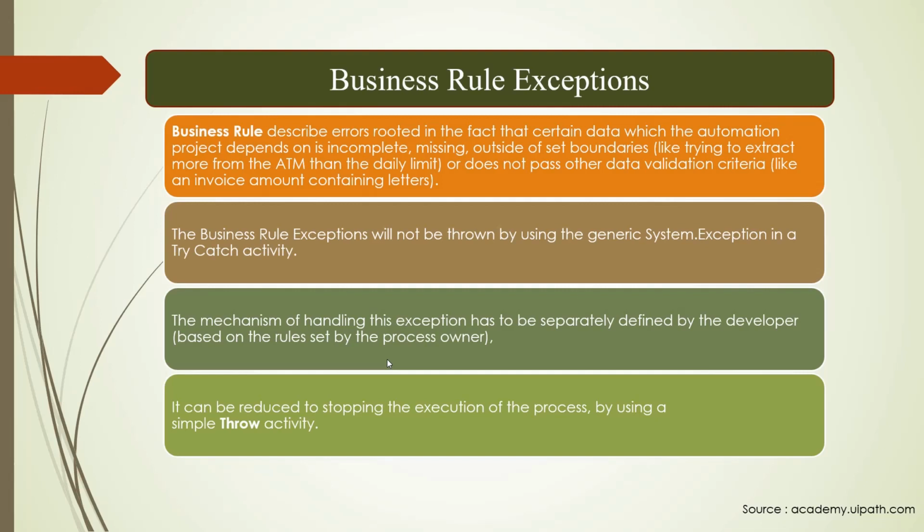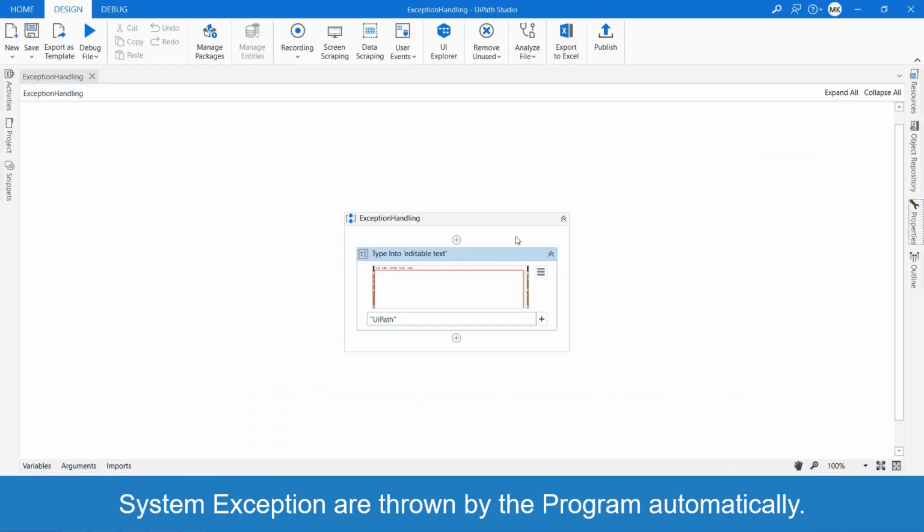So ATM was one scenario. If I proceed further on the slide, you can see that the business rule exception will not be thrown by using the general exception activity in a try catch activity. We will see this when we do the practical part. The mechanism of handling the business exception has to be separately defined by the developer. System exception is something the program automatically takes care of. If I go back to this example, I have not thrown this exception explicitly. I was just using a normal type into activity and it threw the exception.